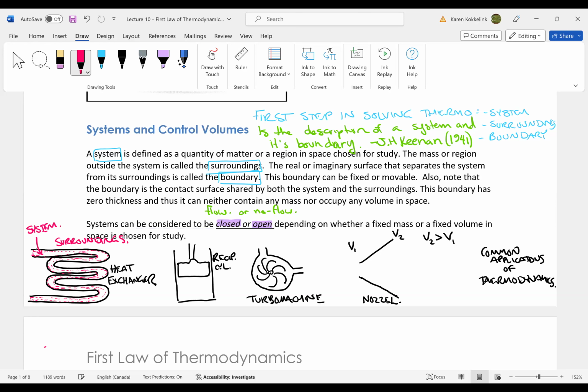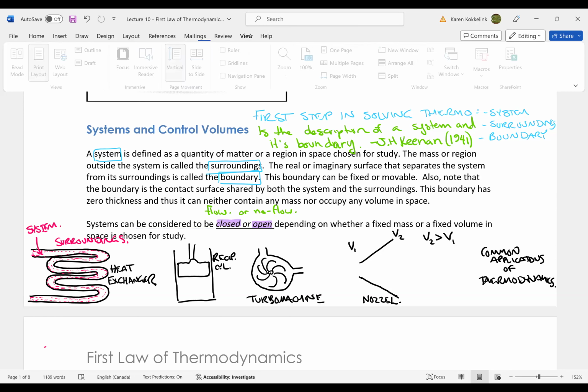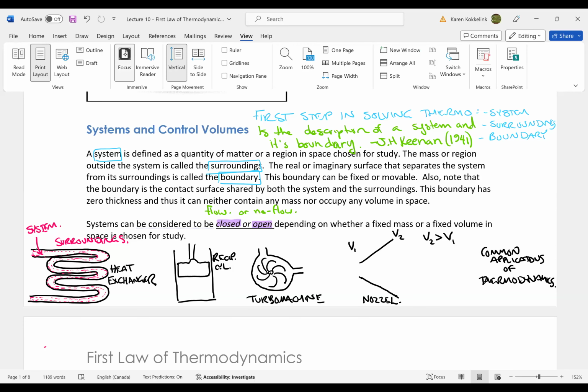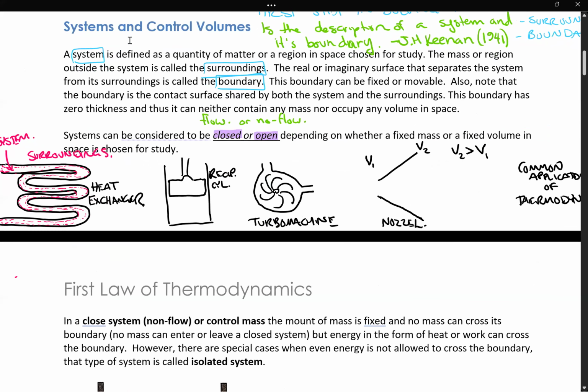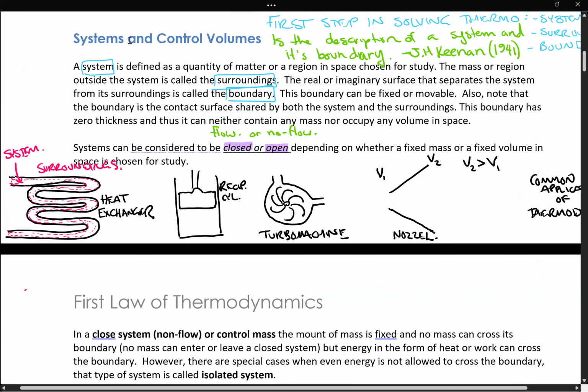Here are my surroundings out here. All right, make this a little bit bigger. My system and my surroundings. And what this pink part here is the boundary.